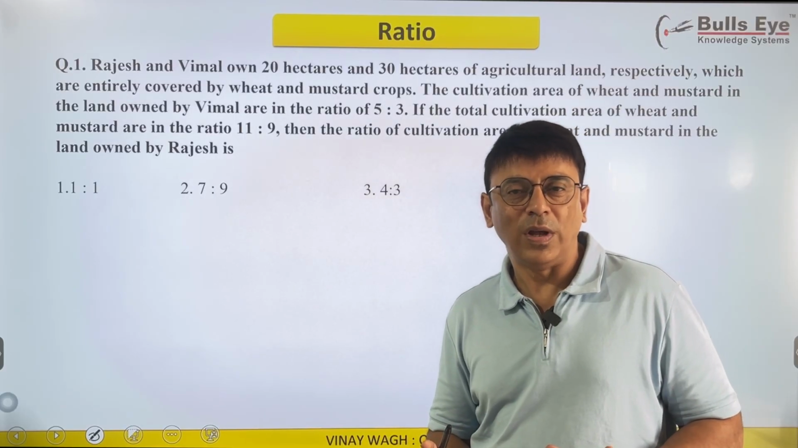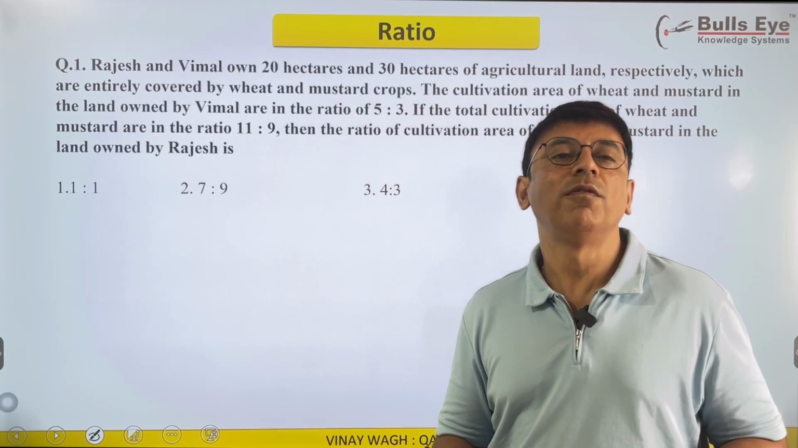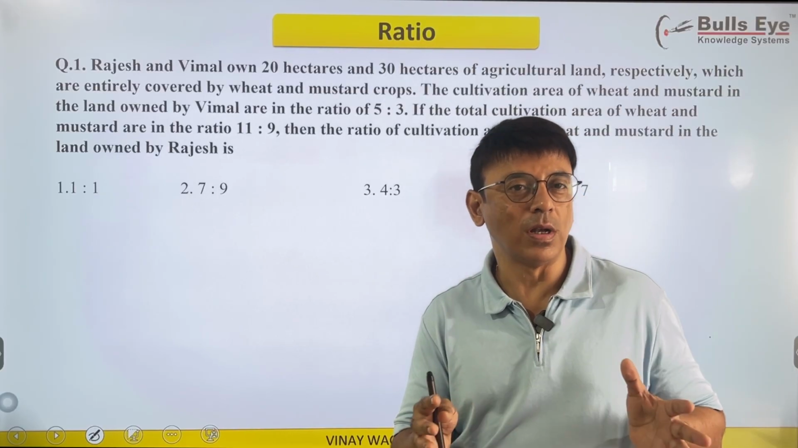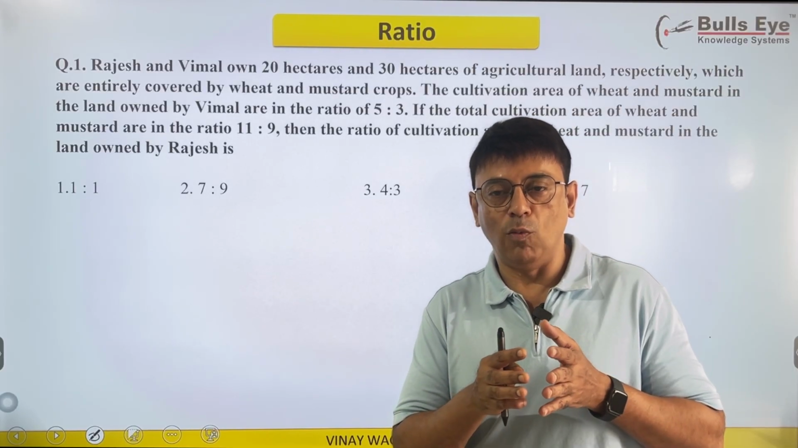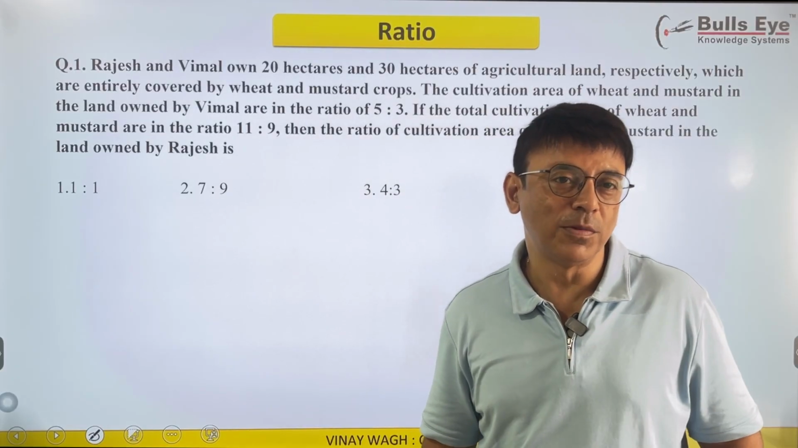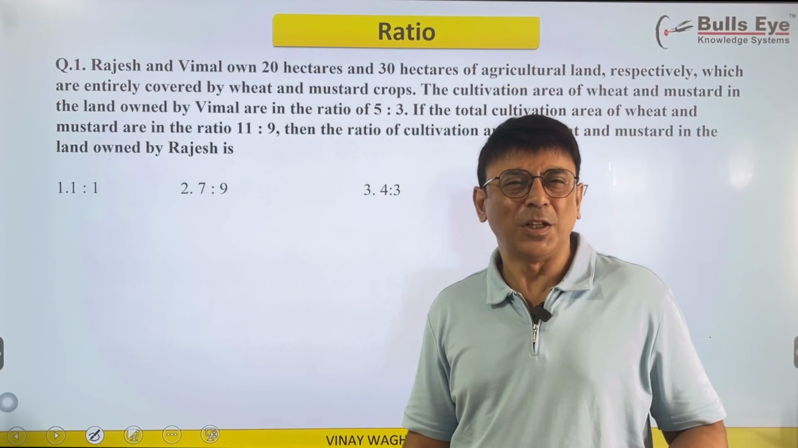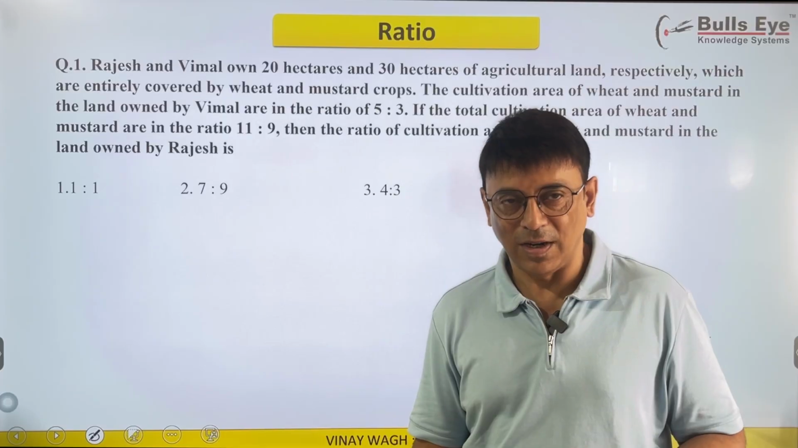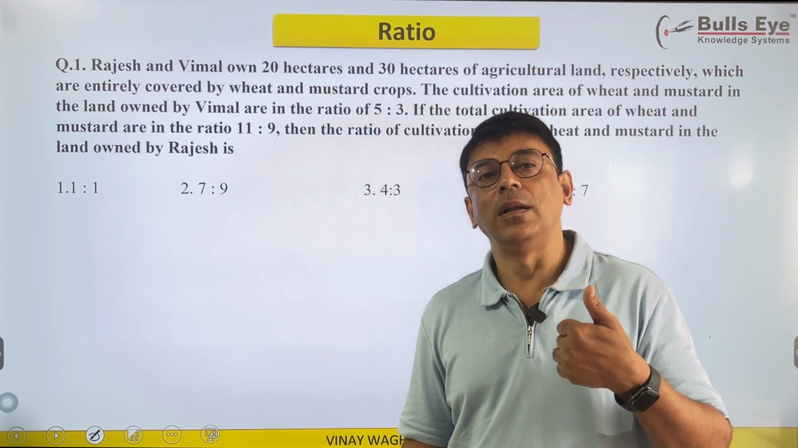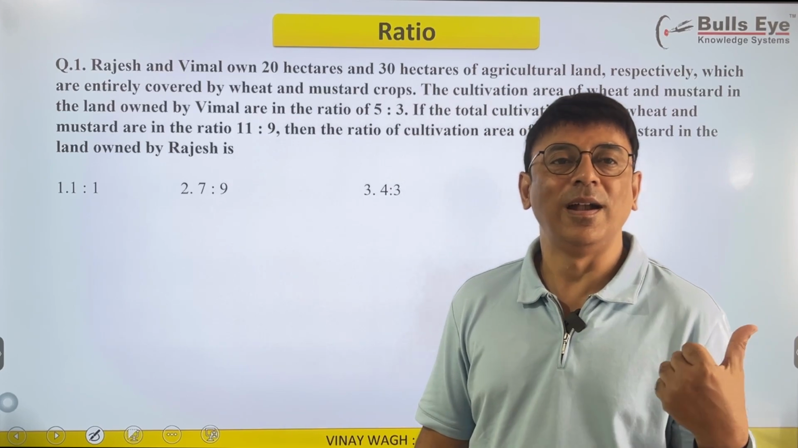So the question is equipped with the information that we need to go ahead. It's the information about total, given Rajesh plus Vimal. In one part, information about Vimal is given, and we are expected to find the information of Rajesh. So that's pretty okay. Total minus Vimal is Rajesh, and the information is in the form of land occupied in the cultivation of wheat and mustard.